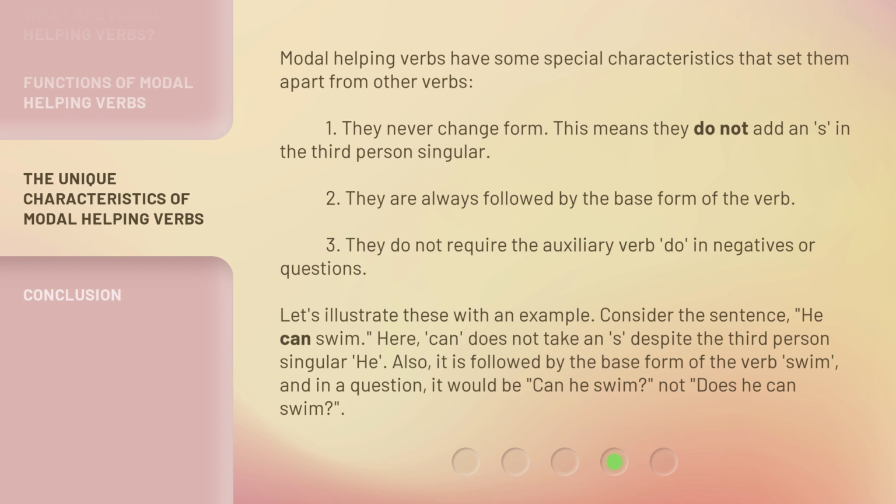Let's illustrate these with an example. Consider the sentence, he can swim. Here, can does not take an s, despite the third person singular, he. Also, it is followed by the base form of the verb, swim, and in a question, it would be, can he swim? Not, does he can swim?